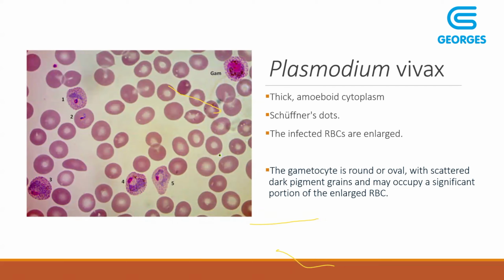So we can also see the key features of P. vivax here. We can see the RBC is enlarged. We can see the Schüffner dots. We can also see the thick amoeboid form of this parasite here.